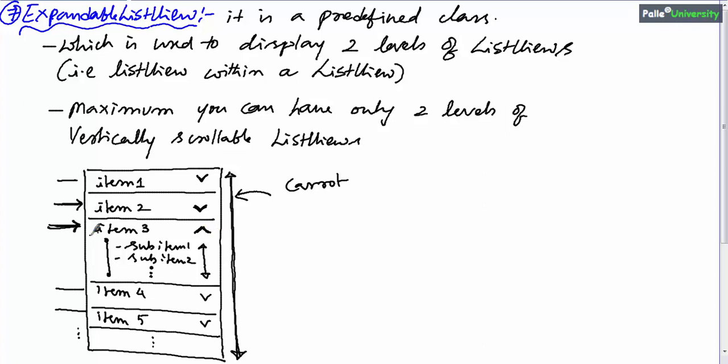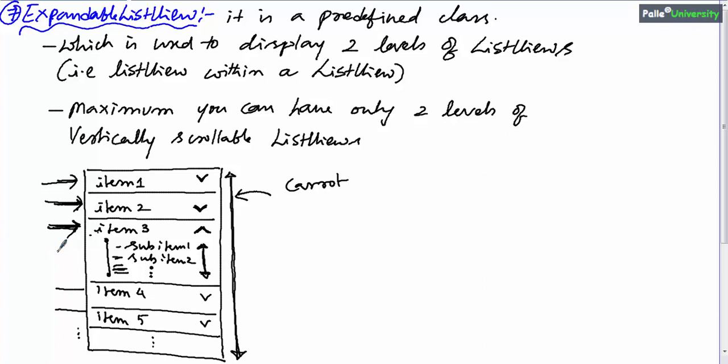Again, let us say within item 3, I have so many sub items which are again vertically scrollable one more time. That means within each item there is one more list view. So this is called a list view within a list view. This is possible. You can design such kind of screen. This is possible by using the expandable list view class, though it is a rare case.